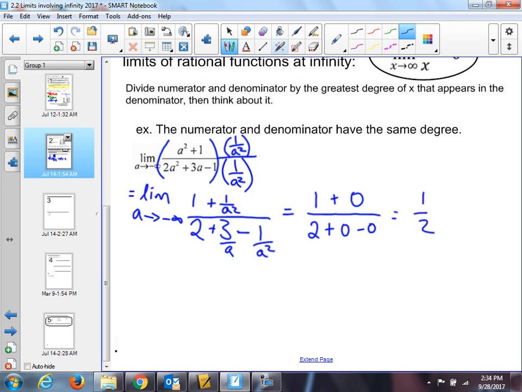Okay. So I'm going to put a little conclusion here. The limit is the ratio of the lead terms, only when the degree is the same in the numerator and denominator.